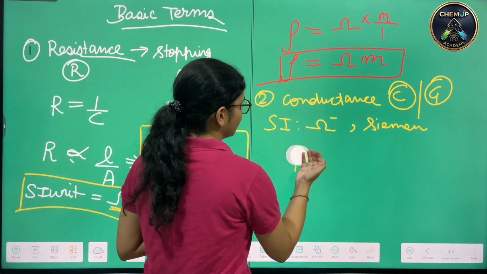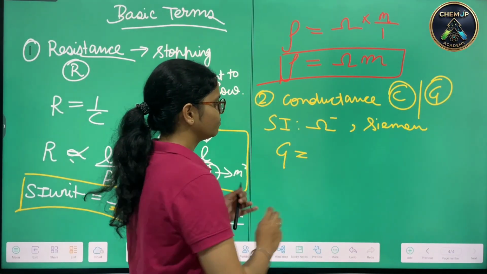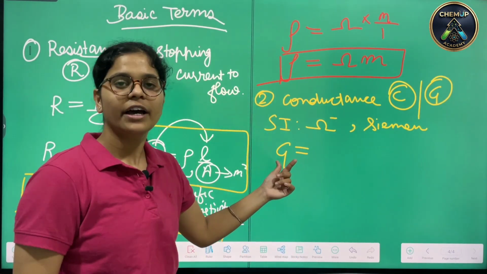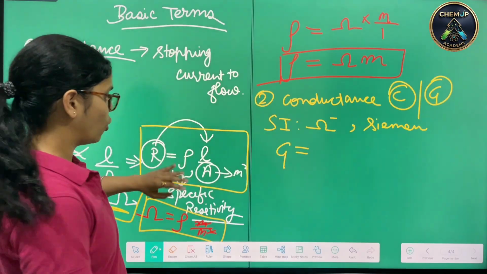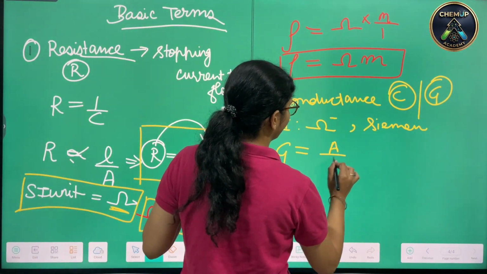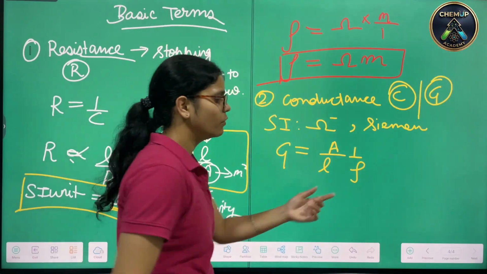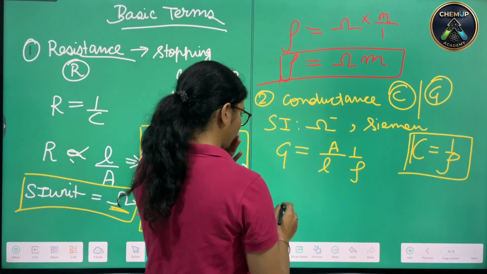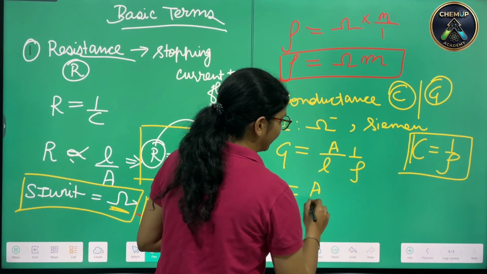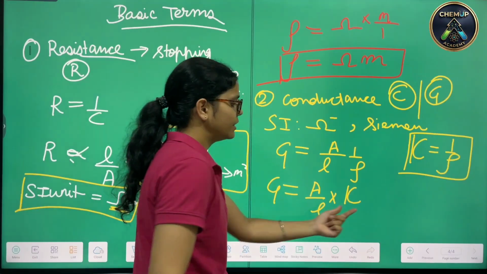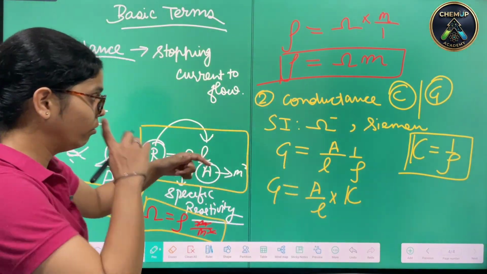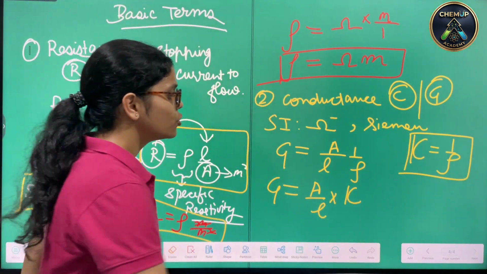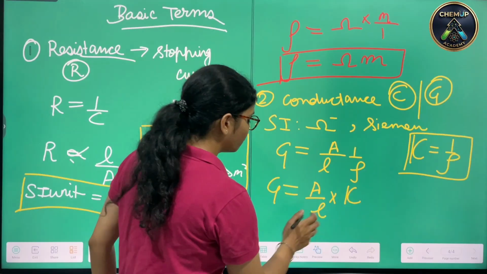So when we talk in terms of G, we are having G. Let's inverse this formula. On inversing this formula, we would be getting A upon L, and this will be 1 upon rho, which shall be represented as kappa. This is 1 upon rho. So G could be written as A upon L into kappa. Here it is specific conductivity. Sorry, it is specific conductivity. Here it was specific resistivity. So similarly, we can calculate the units for kappa as well.